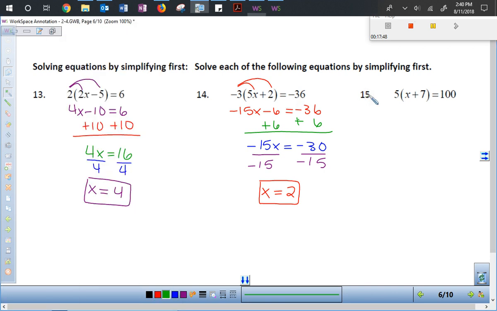Number 15, I want to distribute first. So 5 times x and 5 times 7. 5 times x is 5x. 5 times 7 is 35. So we subtract 35 from each side.